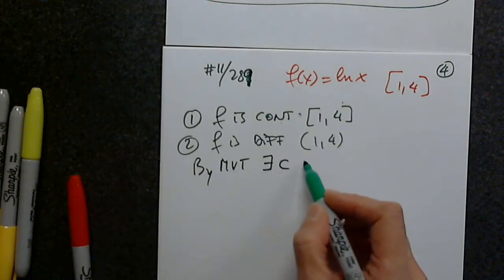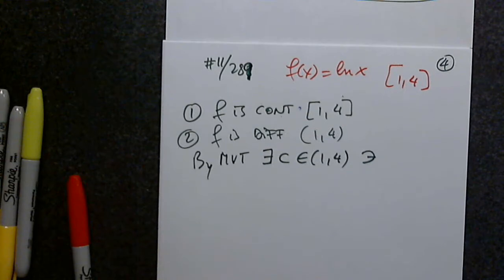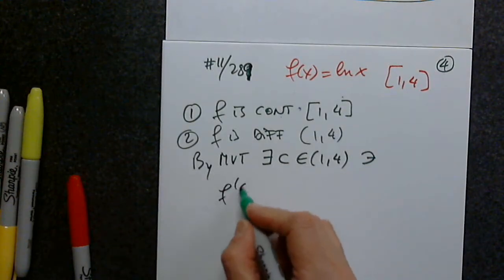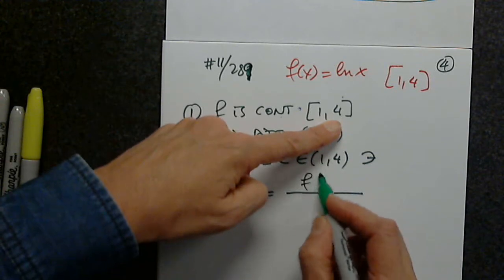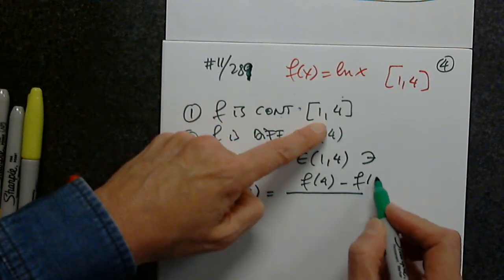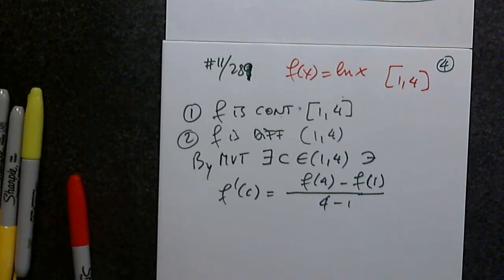there exists a c in the open interval 1, 4 such that, can anyone dictate now? f prime of c equals f of 4, minus f of 1, over 4 minus 1.